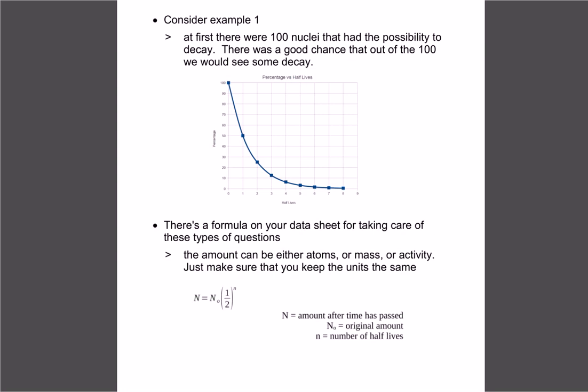So here's a graph showing the same thing we just talked about. If we had 100 original nuclei, in one half-life period it would be 50, and then it would go to 25, then to 12, and 6, and so on. It just keeps getting cut in half and half.